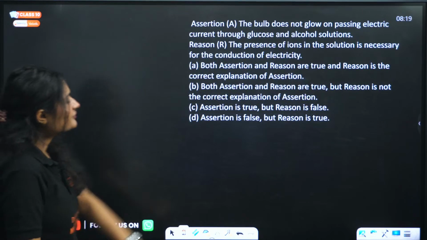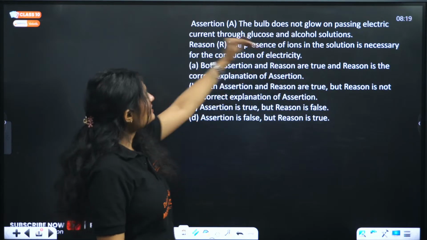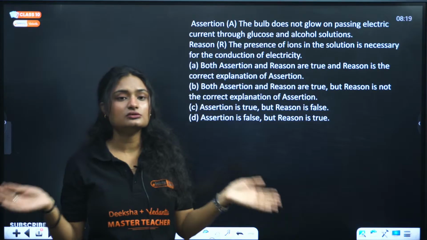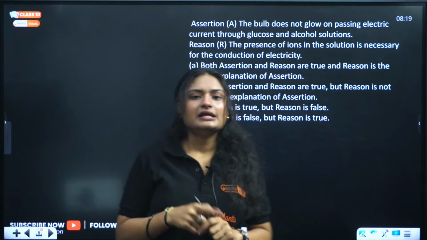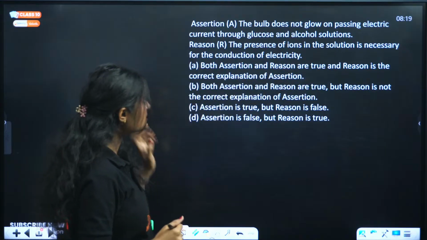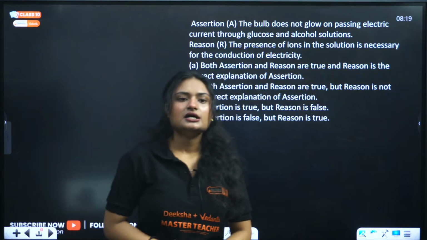Next question. The bulb does not glow on passing electric current through glucose and alcohol solution. Yes, it does not glow. That means the assertion is true. Let's move on to the reason. The presence of ions in the solution is necessary for the conduction of electricity.